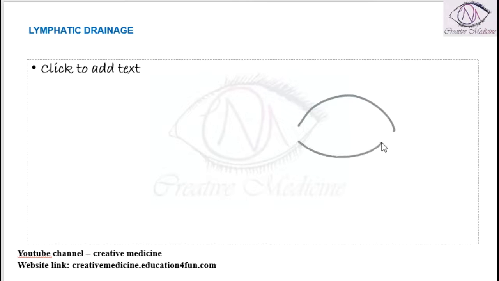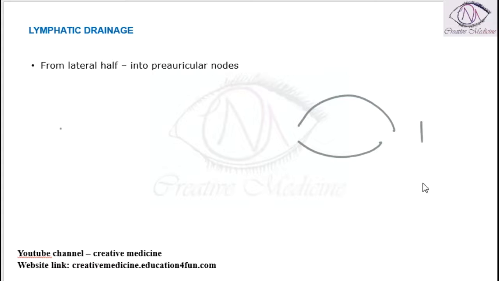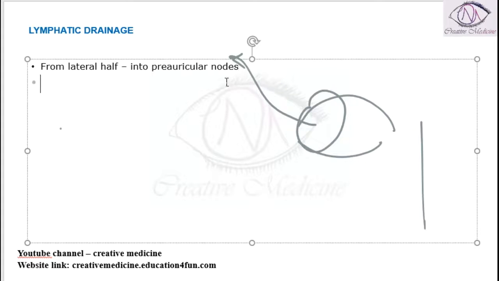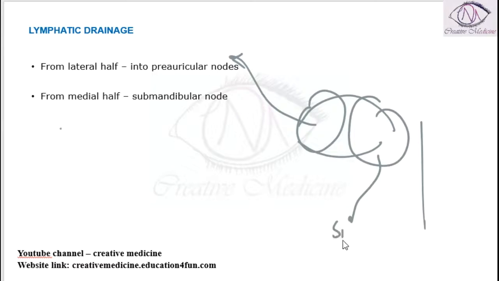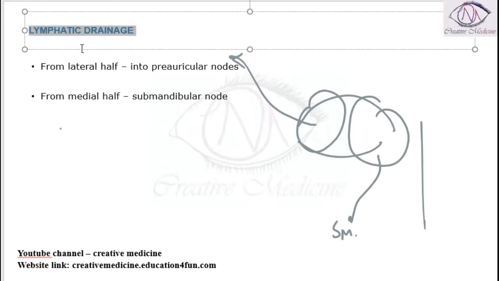Actually, if this is the eye, the lateral half is drained into the preauricular lymph nodes. So, if this is the nose, the lateral half is drained into the preauricular lymph nodes, whereas the medial half is drained into the submandibular lymph nodes. So, the lateral half of the eyeball is drained into the preauricular lymph nodes, whereas the medial half is drained into the submandibular lymph nodes.